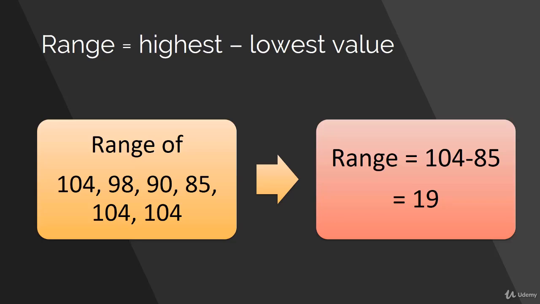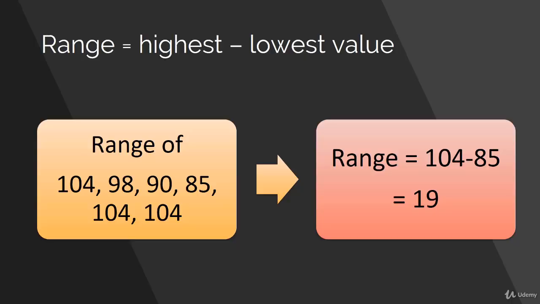How much variation do you have in this group? If you look at the range, that's 19. Easy to calculate. But there are some problems with this. The biggest problem is the outlier, or the extreme value. If you have one extreme value here, that will change the range drastically.